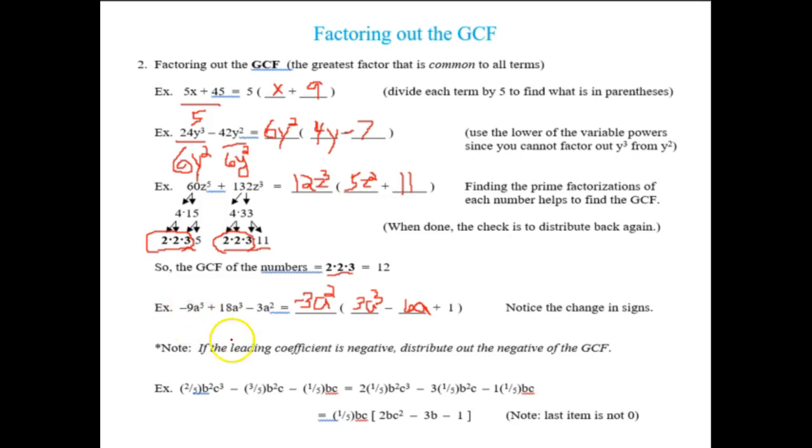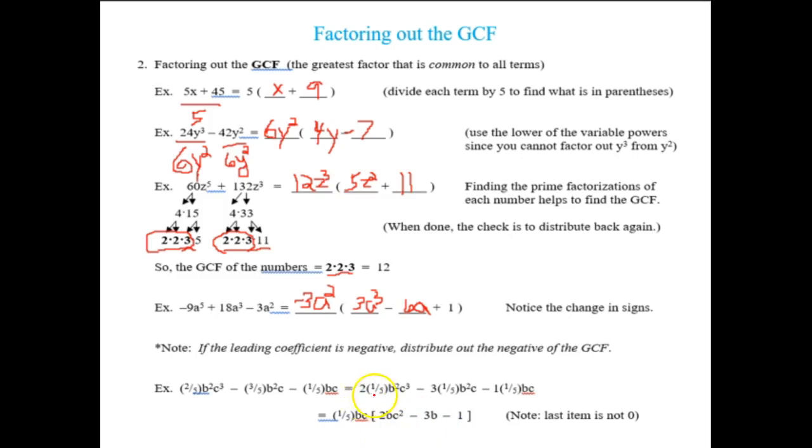All right? Now the last example here is 2/5 b squared c to the third minus 3/5 b squared c minus 1/5 bc. Now notice everything has a fifth in it, a denominator of 5. So the book has some problems like this.